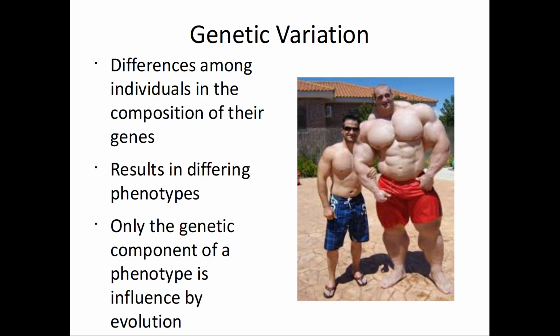All right, so genetic variation. That is the differences among individuals in composition of their genes. All right, so what are their genotypes? How are they varied? All right, and so what this does, it creates, comically in this photo, different phenotypes. Just the genetic component of a phenotype is influenced by evolution, right? So that's what's being selected against.